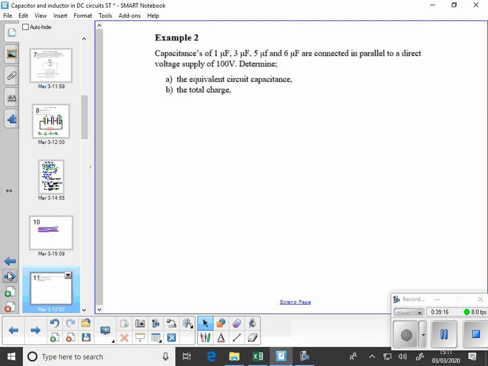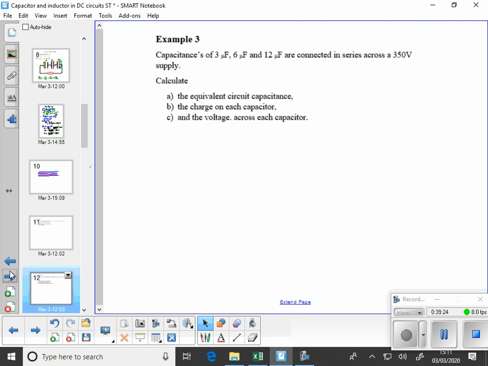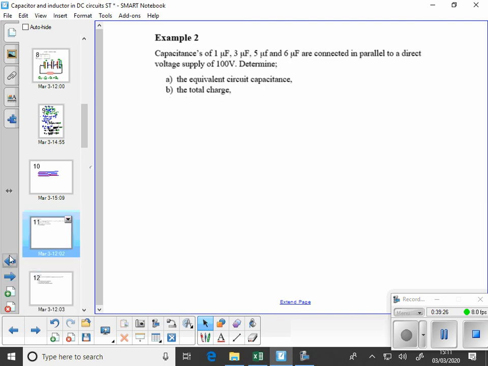So, there's 2 more examples. One of capacitors connected in parallel, one connected in series in your calculation handout. Have a go at those, please.